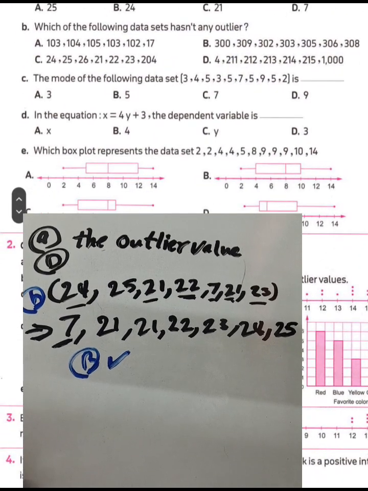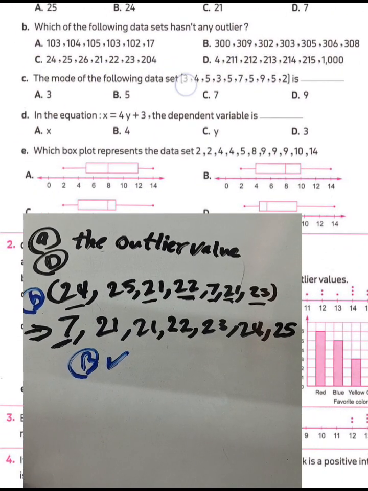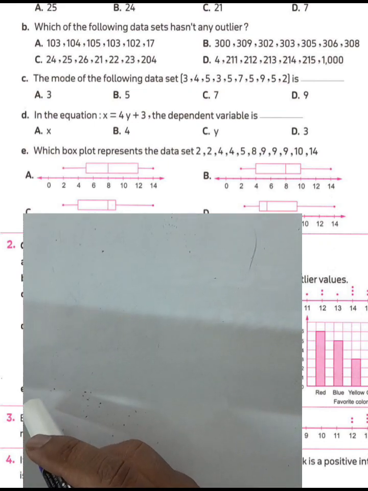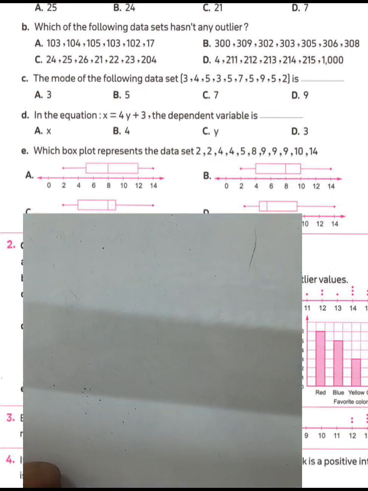Question letter C. The mode of the following data: 3, 4, 5, 3, 5, 7, 9, 2. What about the mode? The mode, its meaning, the digit or the number which was repeating the most. What is the greatest number repeating here? We have 3 repeating 2 times and 5 repeating 3 times. 1, 2, 3, 4. So the mode of the following data will be 5 because 5 was repeating 4 times. Question letter C, choose letter B.